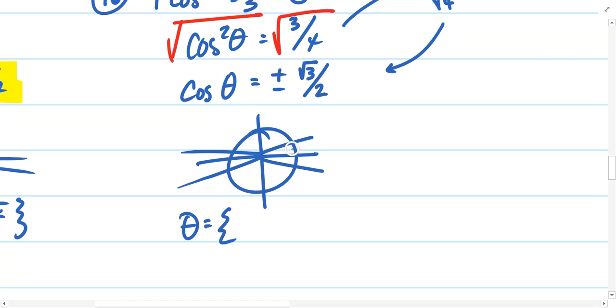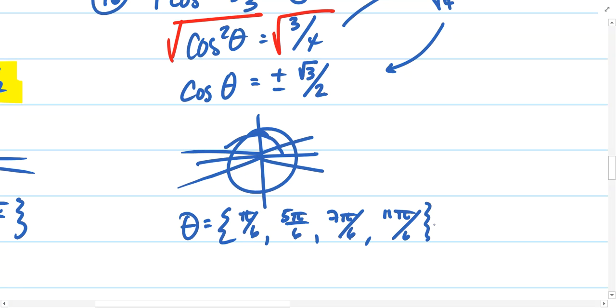So our first position after horizontal in the first quadrant is pi over 6. Our last position before horizontal is 5 pi over 6, then 7 pi over 6, and finally 11 pi over 6.